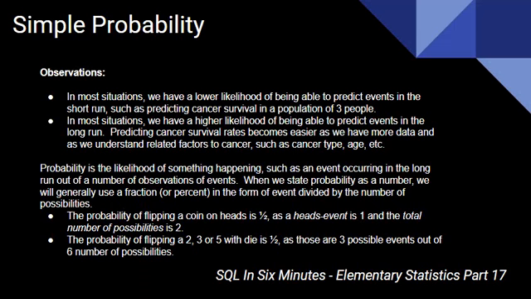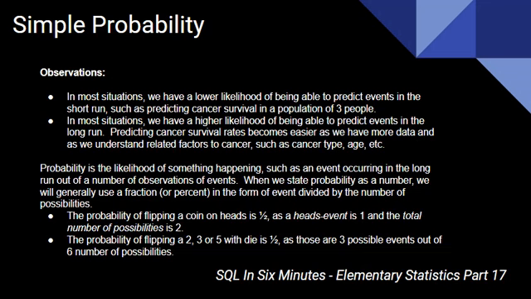We are going to be looking at simple probability as we move into the more, I don't want to say difficult, but just a little bit more challenging examples of probability, but this one is going to be pretty simple at first. So just as some observations about events and the likelihood of things happening, in most situations we have a lower likelihood of being able to predict events in the short run, such as predicting cancer survival rates in a population of just 3 people.